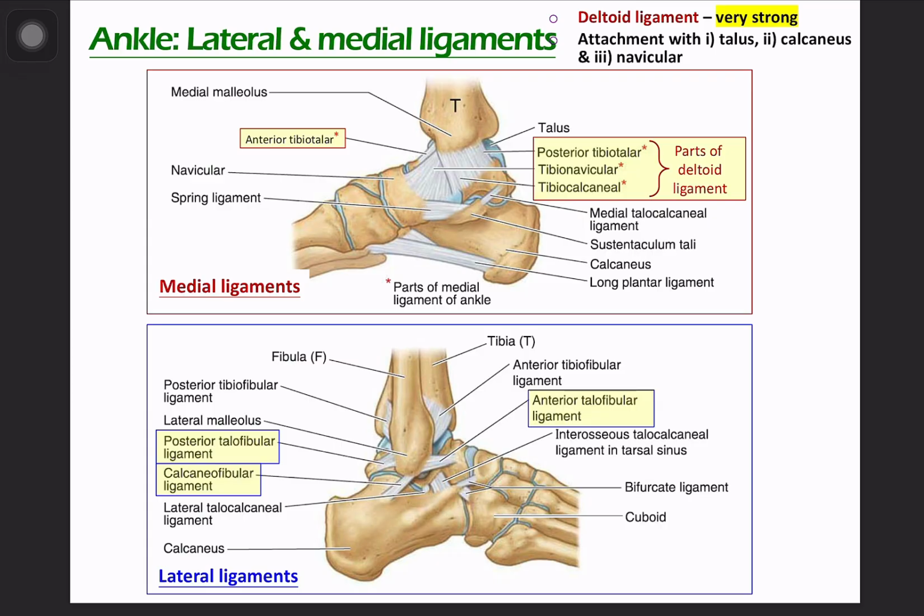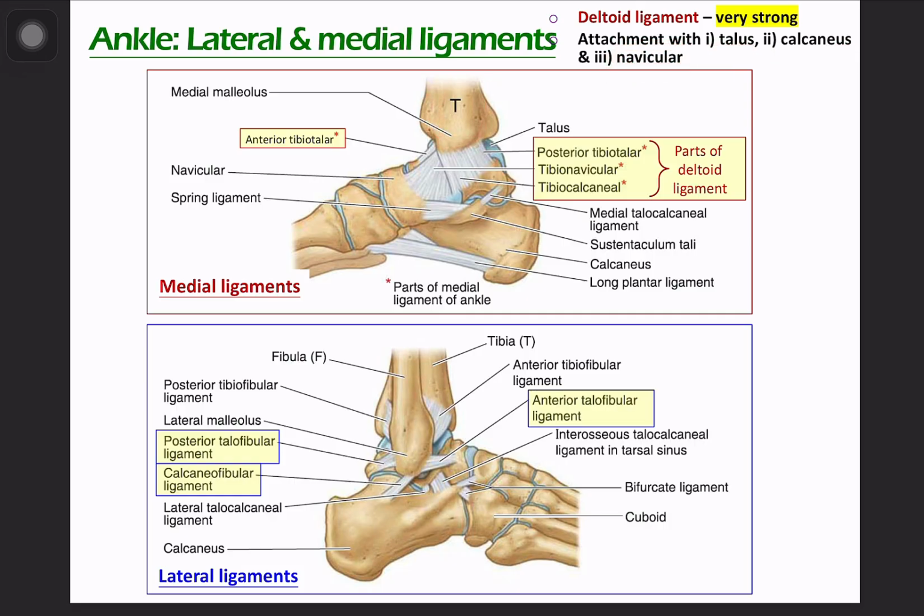So on the medial side, we have a group of ligaments. All together, we call it the deltoid. So the deltoid ligaments, they are very strong. With these deltoid ligaments, they can attach the medial malleolus of the tibia firmly with the talus, with the calcaneus, as well as the navicular. So let's take a look.